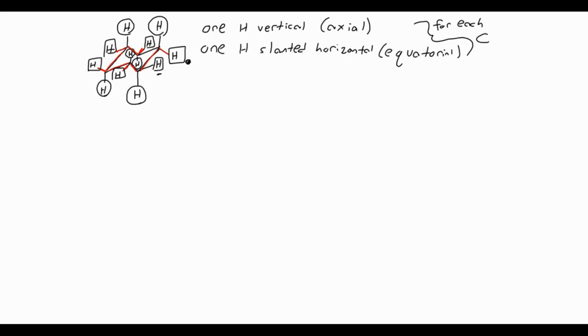Great, and we see that, remember, there are no eclipsing interactions because each of these hydrogens is alternating. So we have one going up here, one going down, one going up, one going down, one going up right in here, and then again this one going down. So there are no adjacent carbons with eclipsing hydrogens.